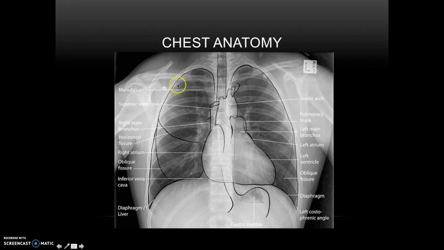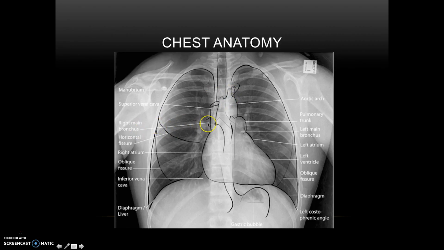Starting with the right side of the chest, we have the right apices here. Coming down, we have the manubrium, which is the superior part of the sternum. You can see the outline here. This is the superior vena cava, this structure right here. It's outlined for us. It's a soft tissue, so it's going to be a little difficult to see on an actual chest x-ray, but this is the position where it would be.